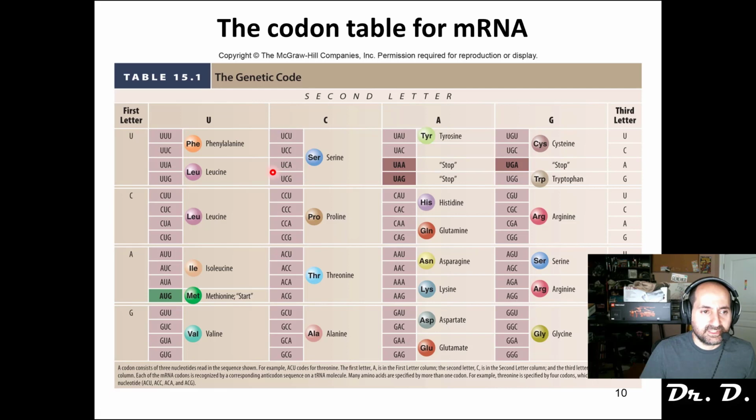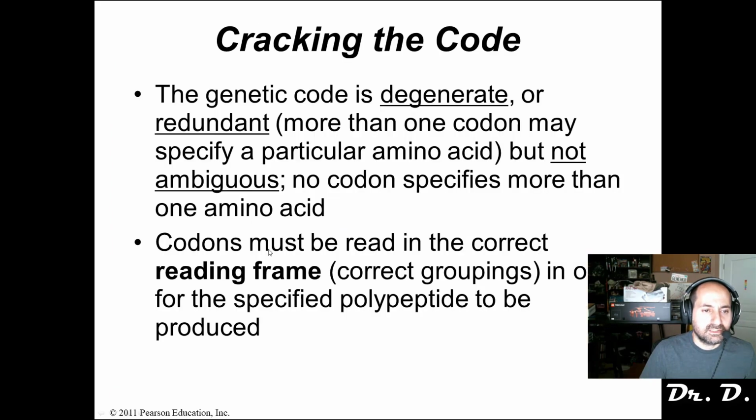Okay, so you see that? You have more than one codon specifying one amino acid. However, the genetic code is not ambiguous. You know what that means? CCA codes for proline, but does it code for any other amino acid? No. CCA only codes for proline. So the genetic code is not ambiguous. No codon specifies more than one amino acid.